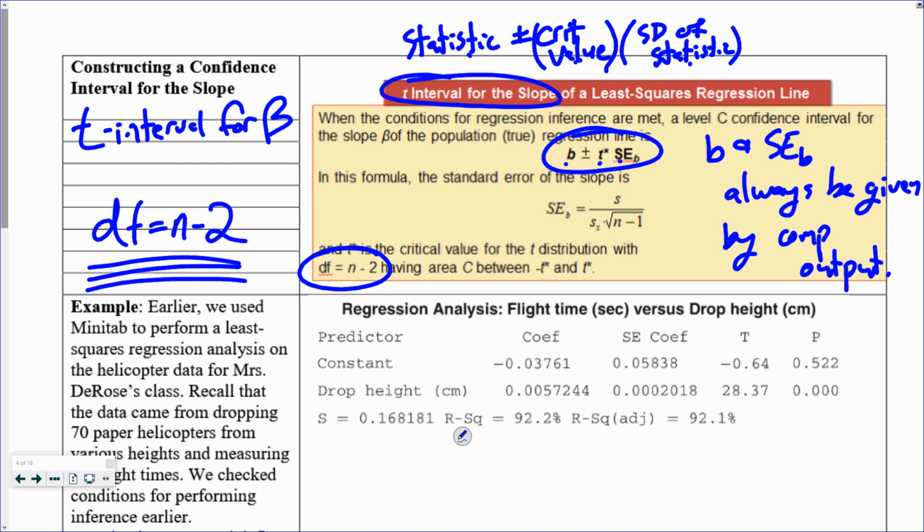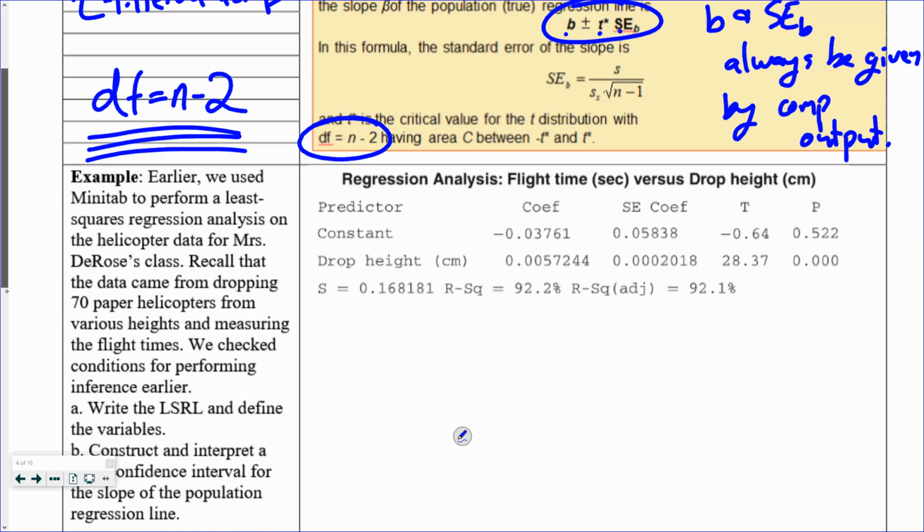Recall that t intervals are generally going to be a little wider than z intervals as we're estimating the standard deviation of the statistic based on some sample data. Remember, whenever we use sample data for our estimates of standard deviation, we're generally going to need a t interval for that. So let's do it.